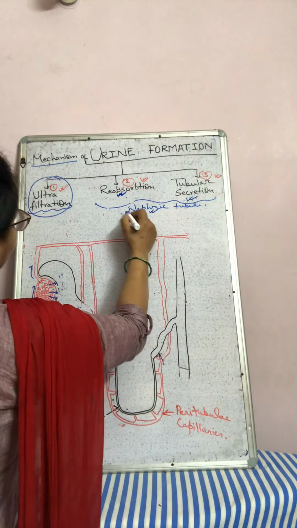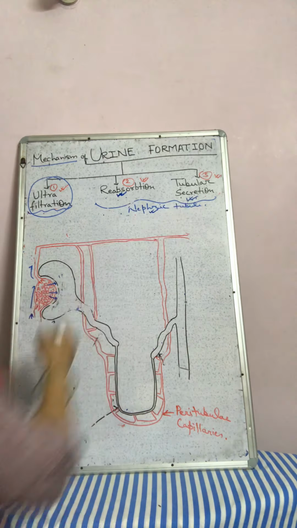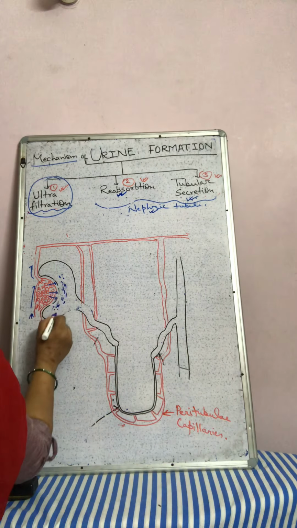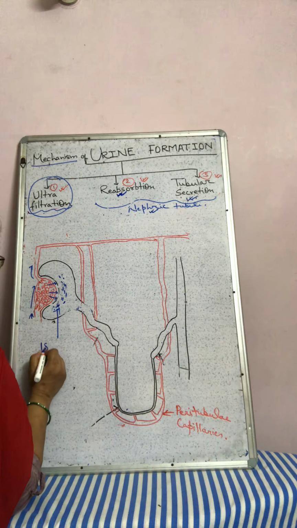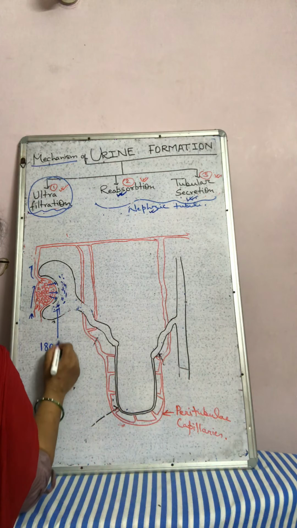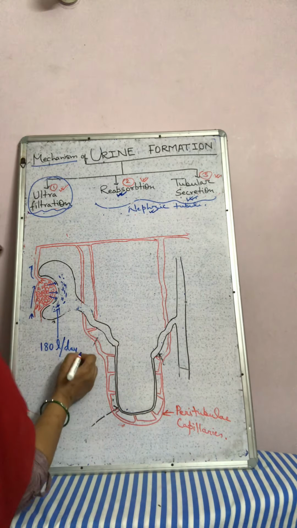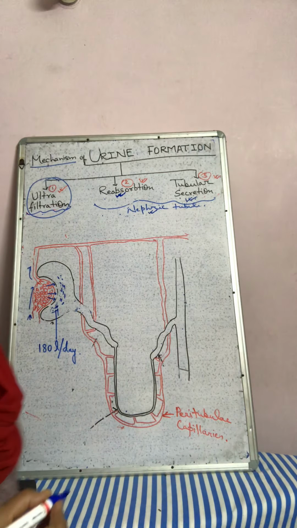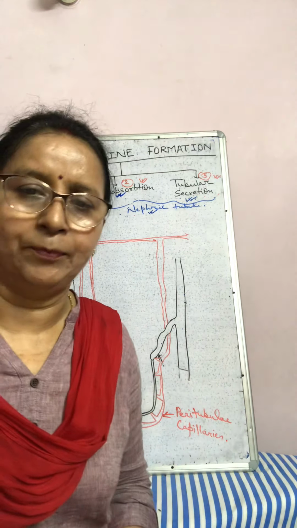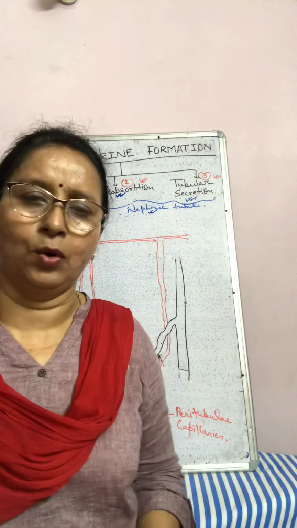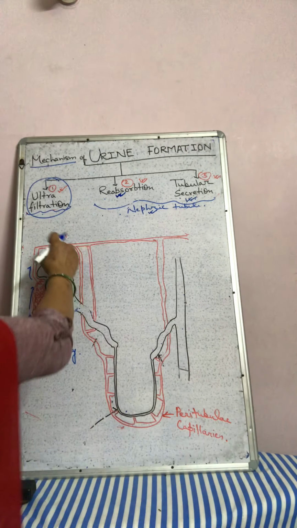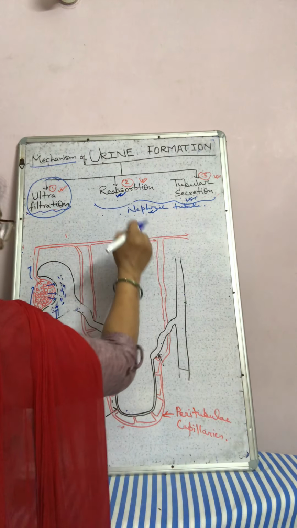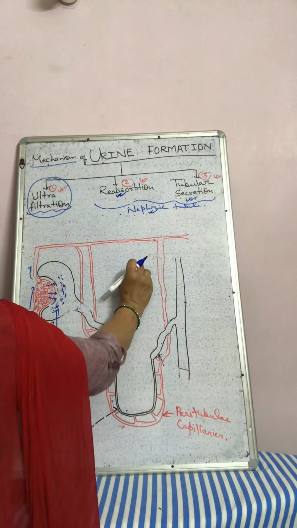Why? What is the need for reabsorption and tubular secretion? Actually, we know very well that the amount of filtrate per day is 180 liters per day. But we are expelling only 1 to 1.5 liters of urine per day. Where does the rest of the amount go? The rest is reabsorbed by the peritubular capillaries. Why is it absorbed?